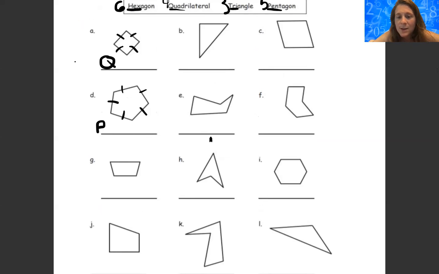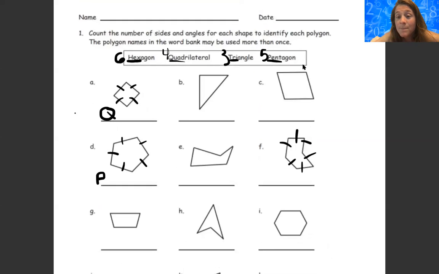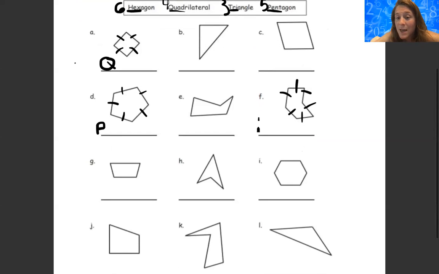All right, let's actually look at E here. Well, no, let's skip E. You guys are going to do E on your own. Let's look at F. Ready? How many sides? 1, 2, 3, 4, 5, 6. What shape was 6-sided? Yes, a hexagon. You're going to write hexagon. I'm just writing an H, but you're going to actually write the word hexagon.